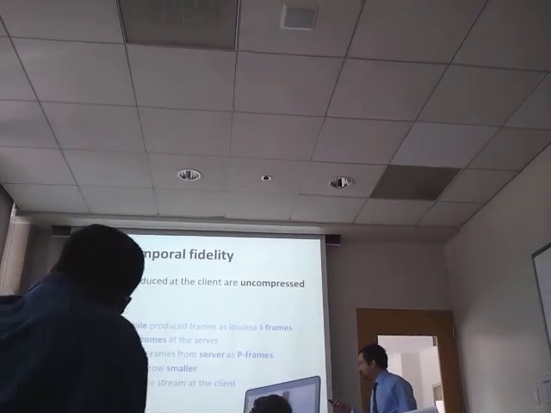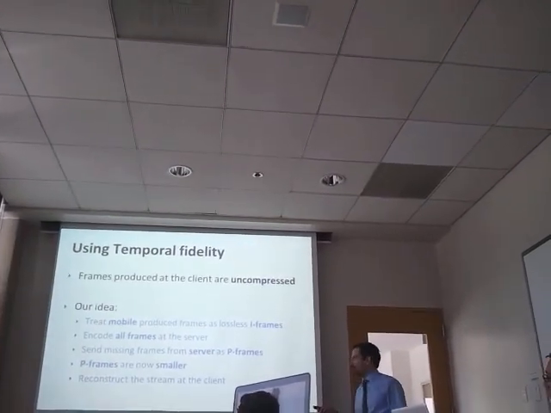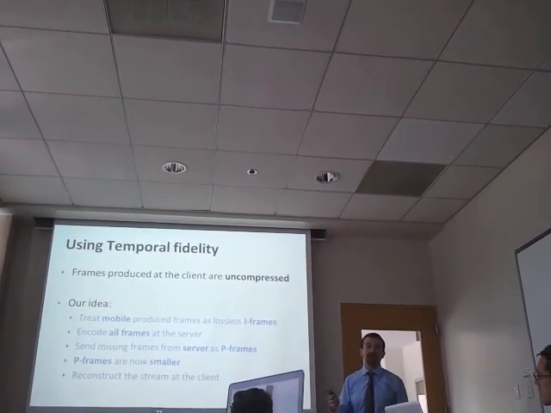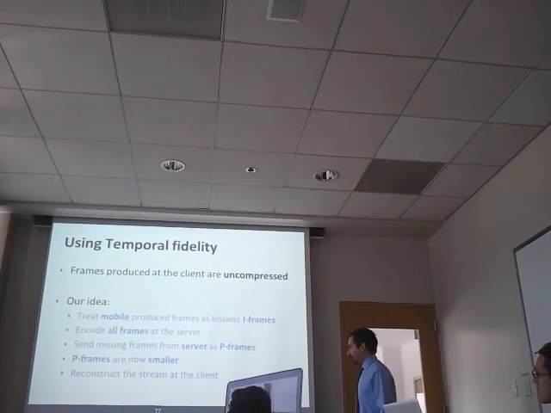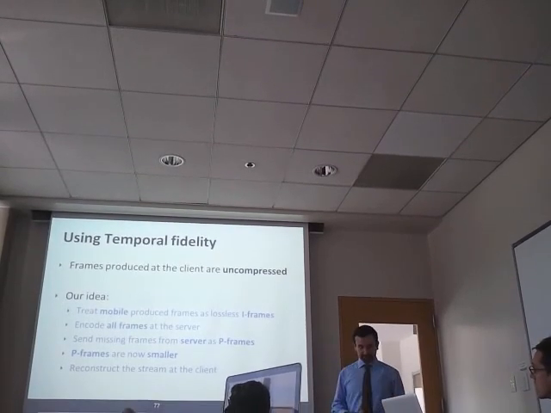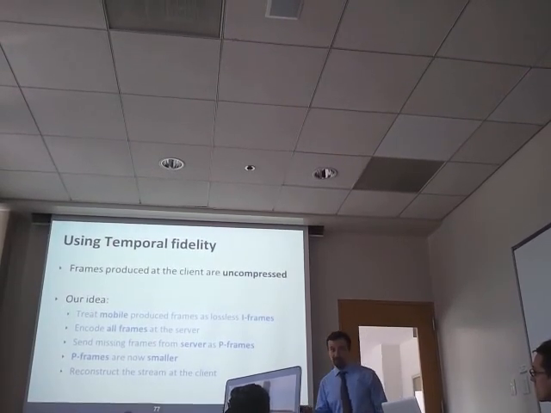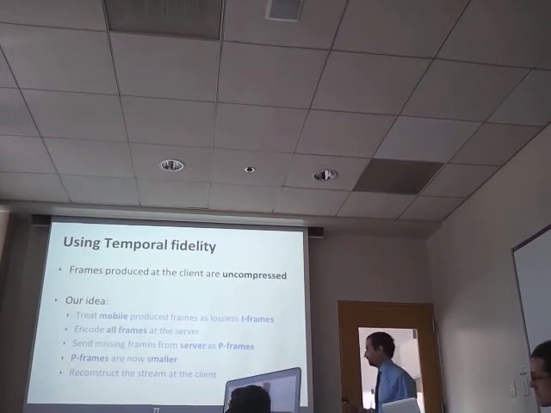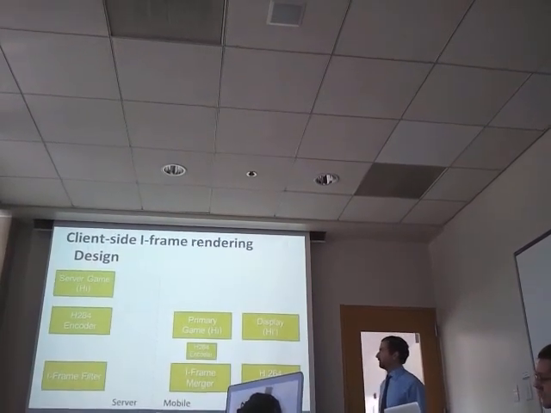We're going to send the missing frames from the server as P-frames, and now these P-frames will be either smaller or higher quality because there is no error propagation. And we will just reconstruct the stream at the client. That way we are saving the amount of information from the I-frames, and we are getting smaller P-frames. It works kind of like this.